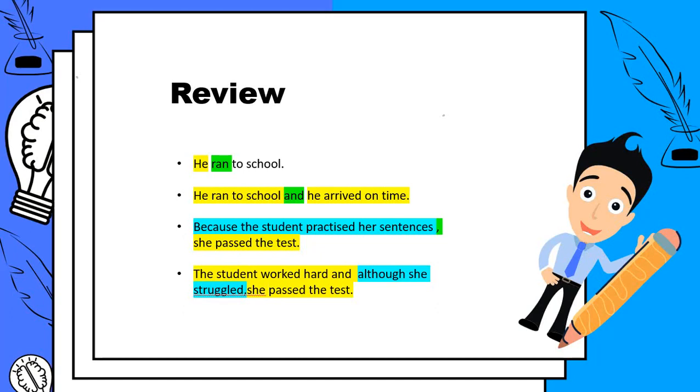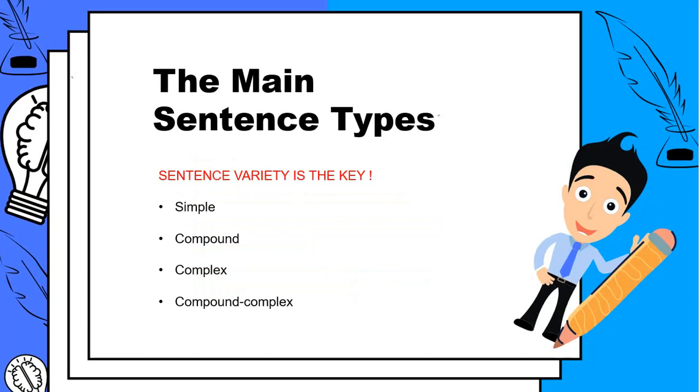And that is a breakdown of the four main sentence types that we need to use in order to improve our English language. Try to use a variety. If we write in paragraphs, try to include maybe one of each as practice. Simple, compound, complex, compound complex.